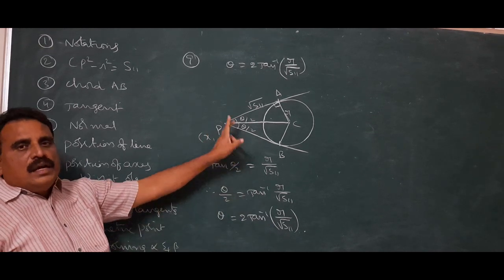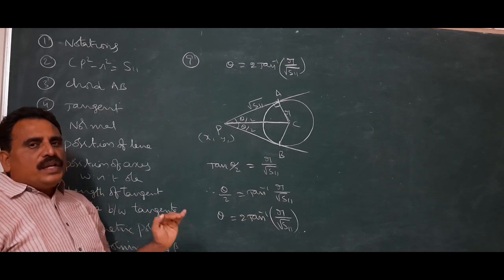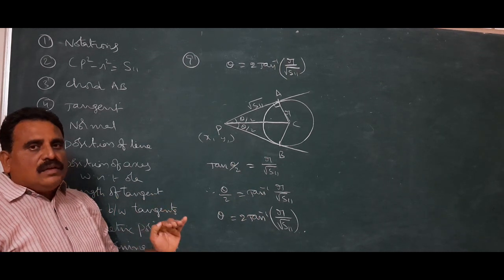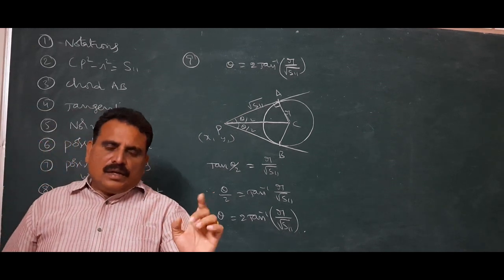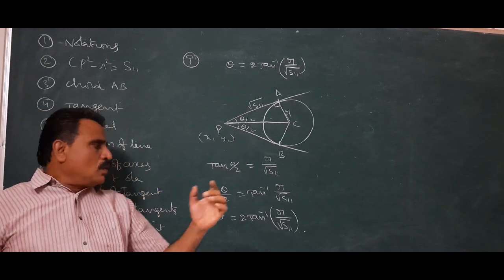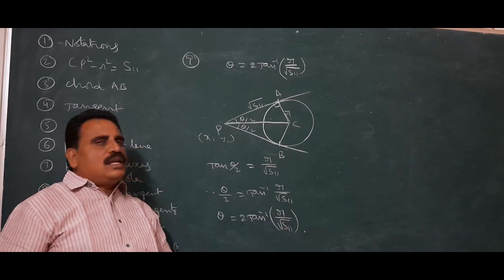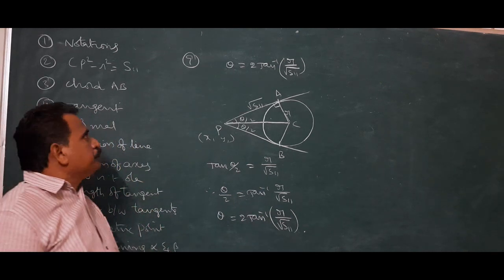R is the radius of the circle. Root S11 is nothing but the length of the tangent. We just have to substitute that point in the circle to get S11, and its root is the length of the tangent. So the angle is 2 tan inverse R by root S11.